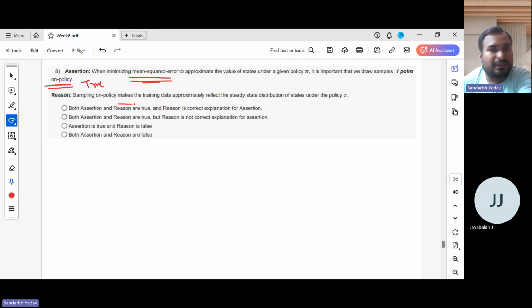Sampling on policy makes the training data approximately reflect the steady state distribution. Okay, so this is the point I was making: if you do it on policy, then the states will appear approximately in proportion to the steady state distribution. So this is also true. But now you can get the answer by just seeing whether this is the correct version of this assertion. But both are true. That's the thing.